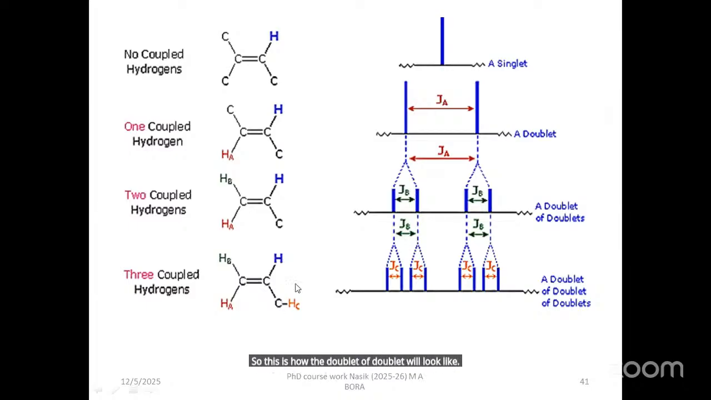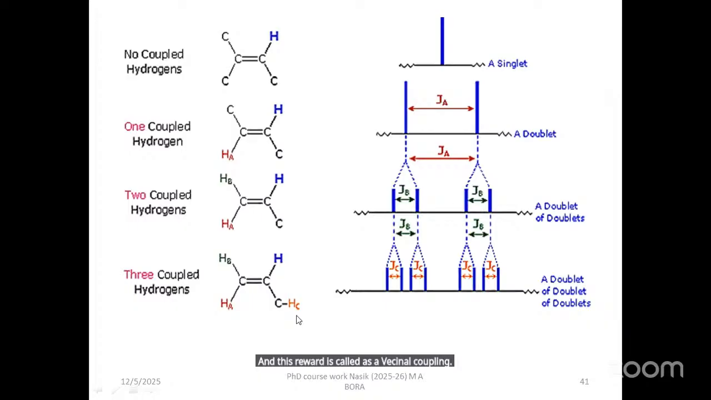And if I add one more hydrogen, with 1, 2, 3 bond coupling again with HC, it will look like a doublet of doublet of doublet. Three doublets will be seen if there are three protons coupled, all by three bond coupling. There is no geminal, there is no long range. All are 1, 2, 3 bonds. This three bond is called a cis coupling, this three bond is called a trans coupling, and this three bond is called a vicinal coupling.